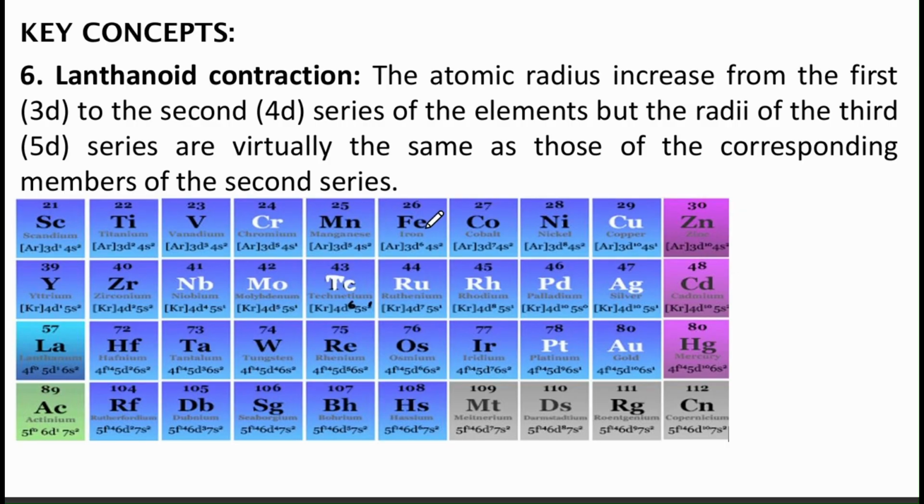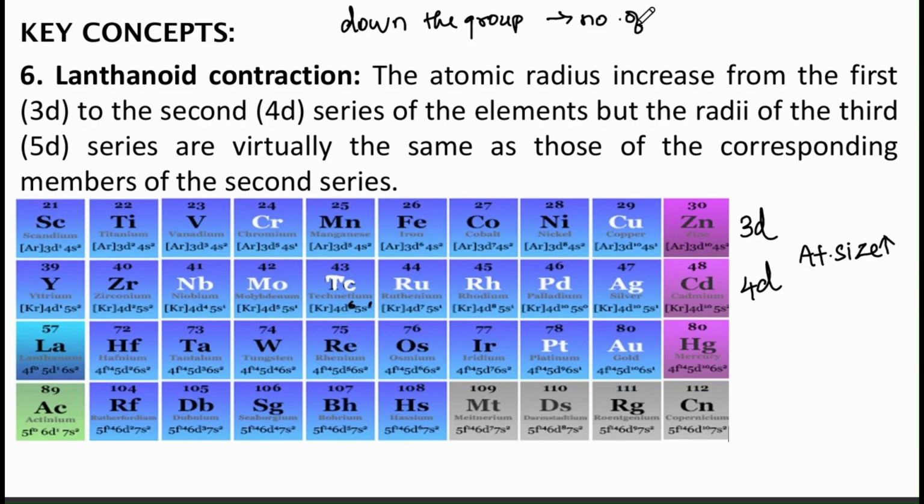The next concept is lanthanoid contraction. As we go down the group from the 3d series to the 4d series, there is an increase in the atomic size. This is actually the usual explanation. When we go down the group, the number of shells increases. As the number of shells increases, the distance between the nucleus and the outermost electron also increases, and therefore the size increases. So this is the trend observed when we go from the 3d series to the 4d series.